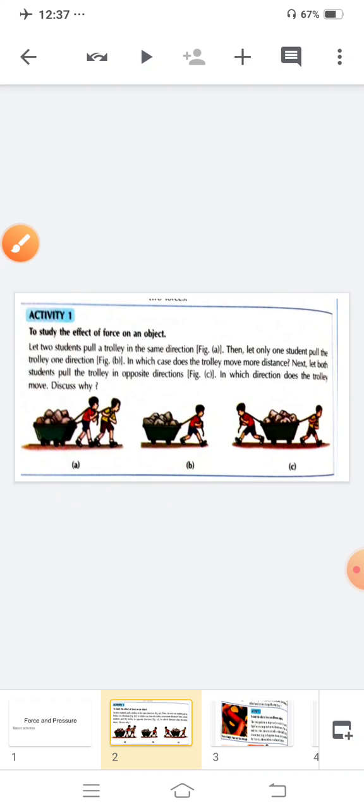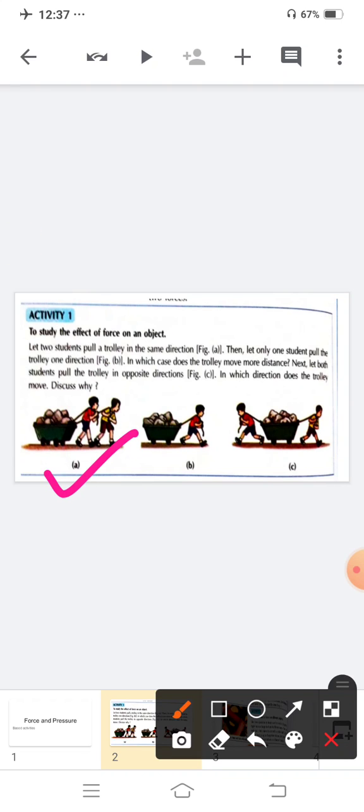Now, in which case does the trolley move more distance? Tell me fast. In the first. Why? Because here the force applied is more. If the force applied is more, then the distance covered by the object is more. Is this clear?